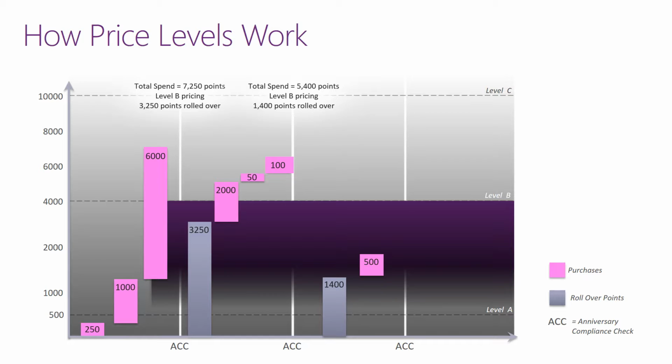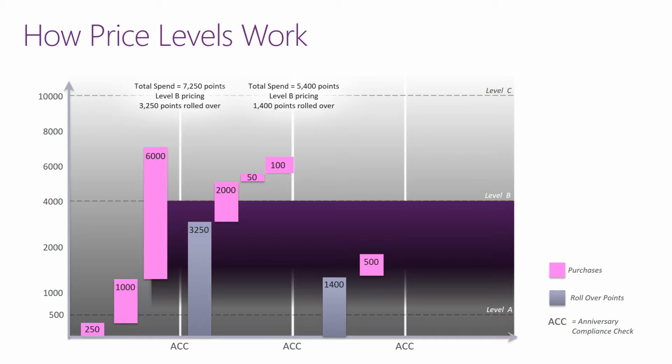Now a question for you. What price level will that small order of 500 points be? If you're thinking level B, you're exactly right. All orders for the customer are at level B, unless of course they go into the level C points region.